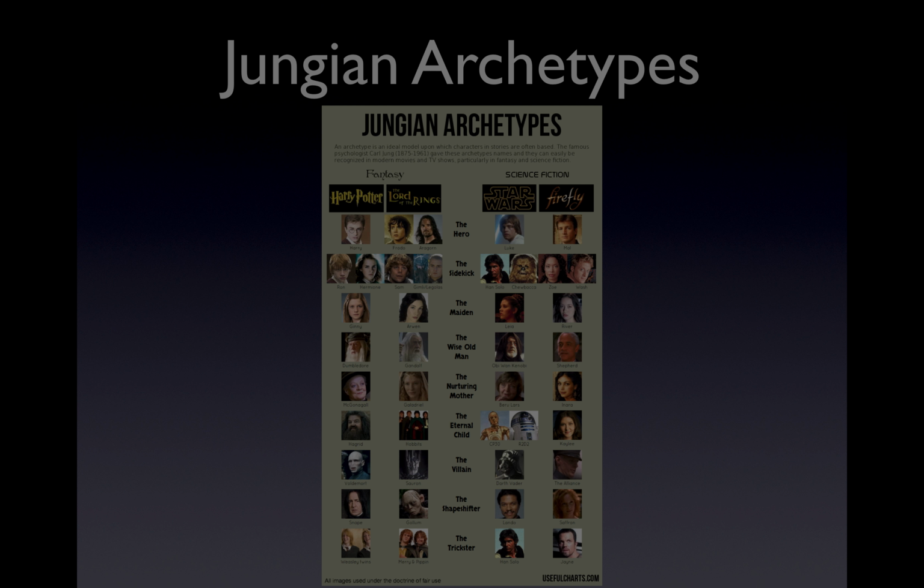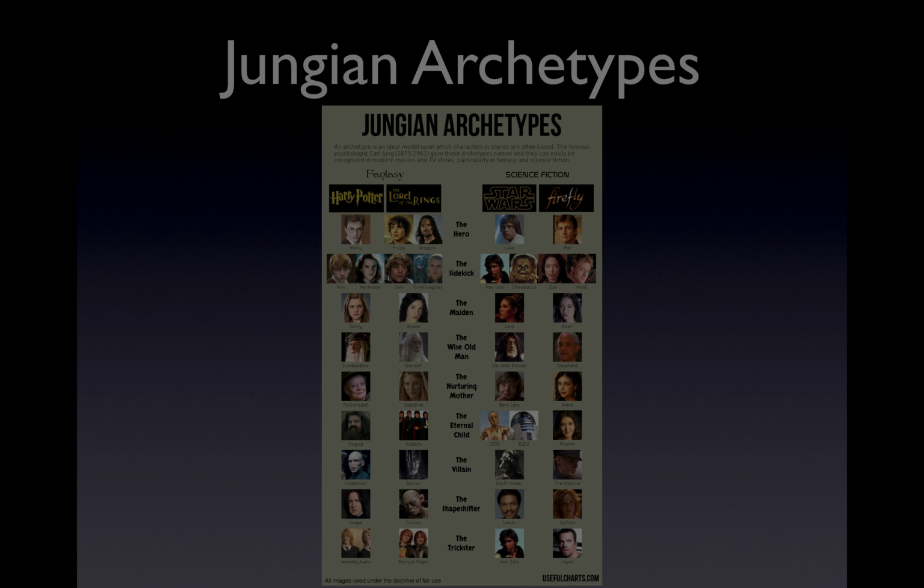Jungian archetypes show up in all kinds of movies. So there are archetypes like the hero. For Harry Potter, that's clearly Harry. There's the sidekick, which is Ron and Hermione. The maiden is Ginny. The wise old man is Dumbledore. It's kind of interesting that they all have these long white beards. You've got Dumbledore, Gandalf, and Obi-Wan Kenobi all having white beards.